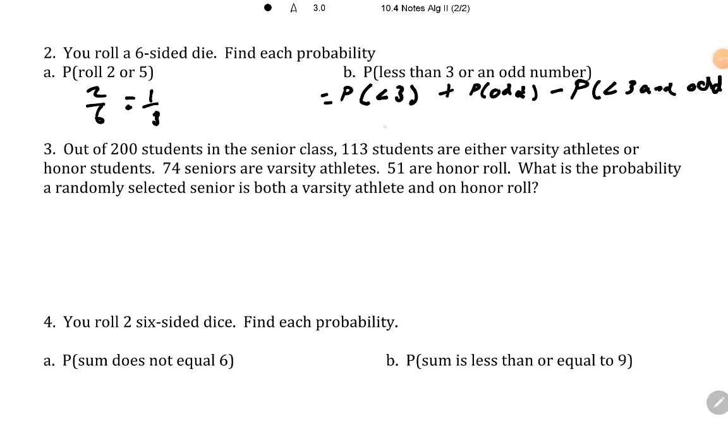Probability of less than 3 is just 2 and 1, so that's 2 out of 6. Plus the probability of odd, that's half the numbers, 3 out of 6. And there's only one time where it's both odd and less than 3, which is rolling number 1, which is 1 out of 6. And this will become 4 out of 6, which is 2/3.